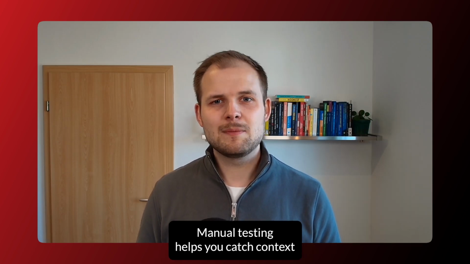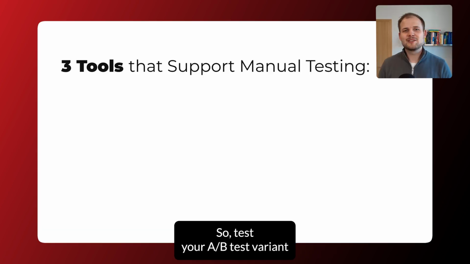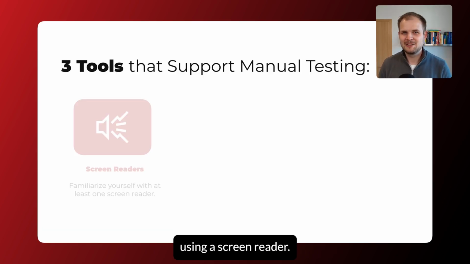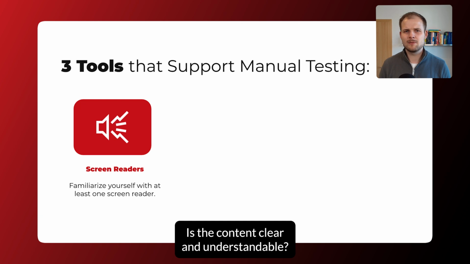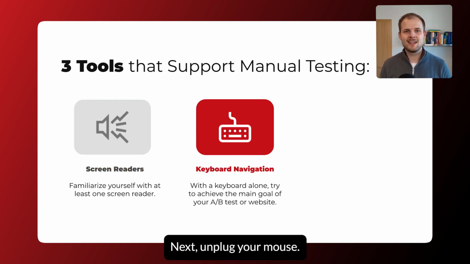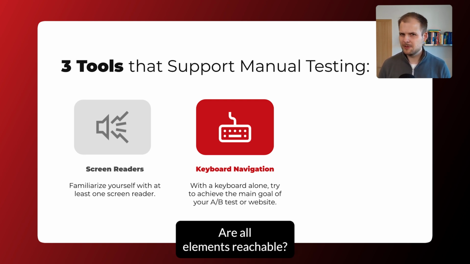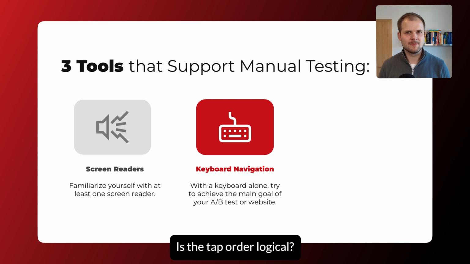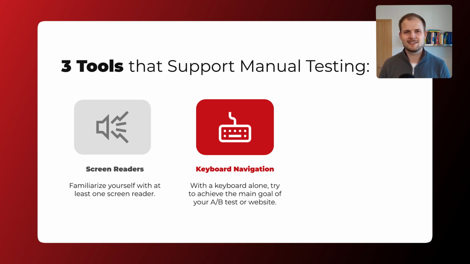Manual testing helps you catch context-specific problems that tools can't see. So test your A/B test variant using a screen reader. Can you easily follow the page structure? Is the content clear and understandable? Do you always know your location on the page? Next, unplug your mouse. Navigate only with the keyboard. Are all elements reachable? Is the tab order logical? Can you interact with everything? These are basic but critical checks.